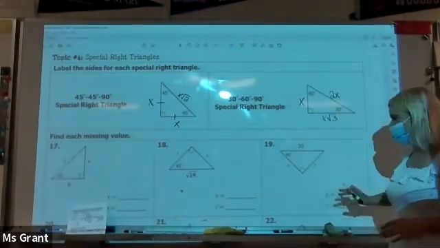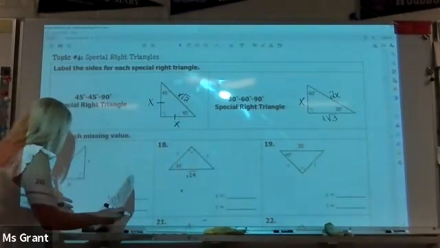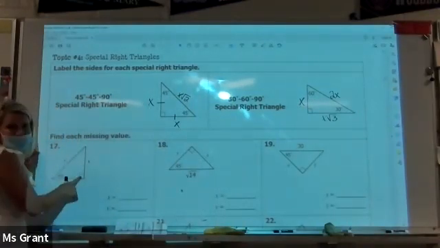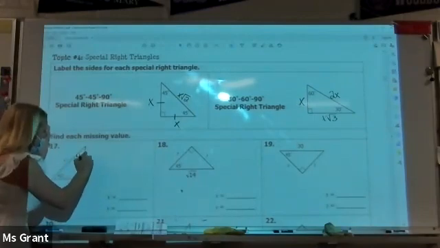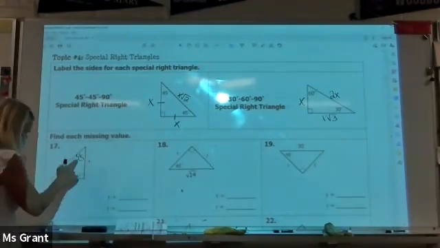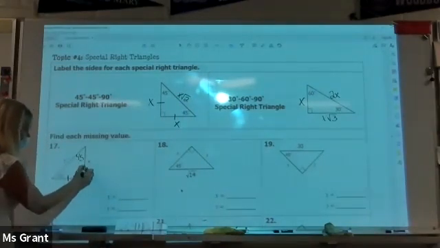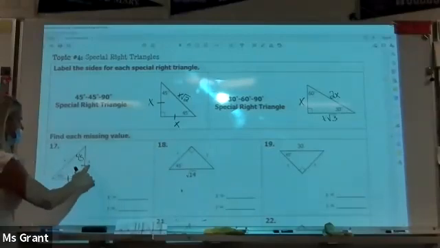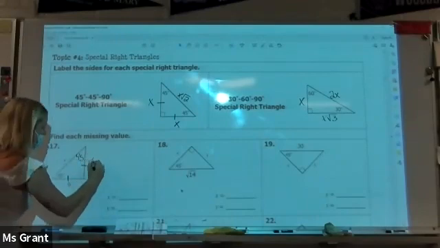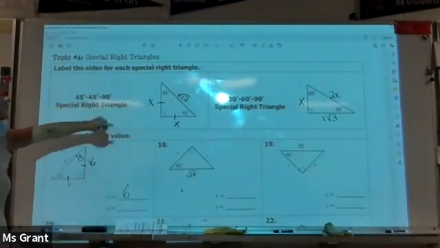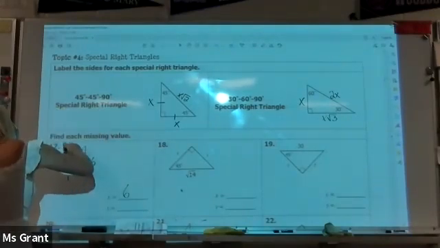So then going down here, if I'm given certain portions, if this is 45 and this is 90, then obviously this must be 45. So 45, 45, 90 triangles are isosceles triangles. And then this side, this is 6, this must be 6. And opposite the 90 degrees is x rad 2, 6 rad 2.